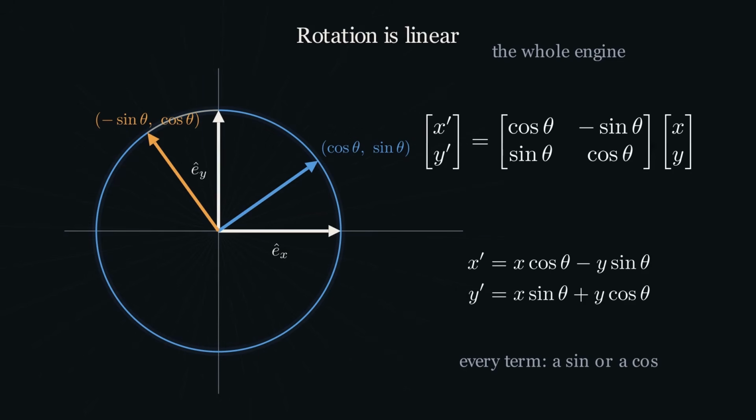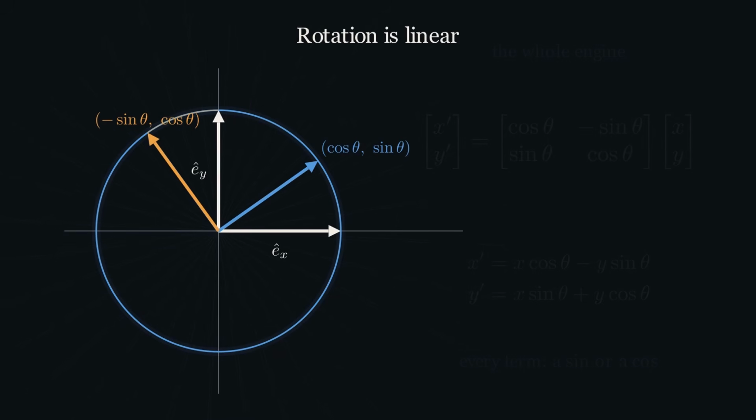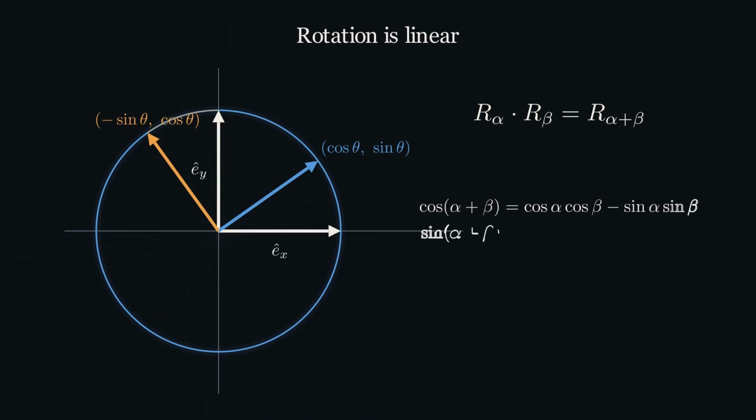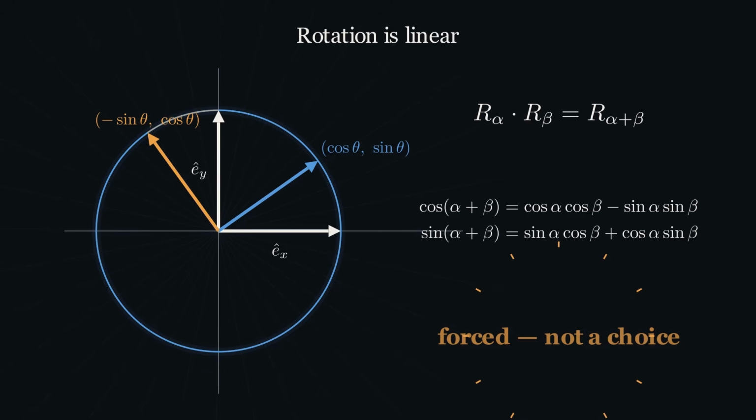But maybe you're still a little suspicious. Couldn't some other pair of functions do the job? Here's why it has to be these. Rotations have to add up. Turn by alpha, then turn by beta, and the result has to be a single turn by alpha plus beta. Work out what that demands of your functions, and you get the angle addition rules. And the only smooth functions that obey those rules while tracing a circle are sine and cosine. They aren't a choice, they're forced.